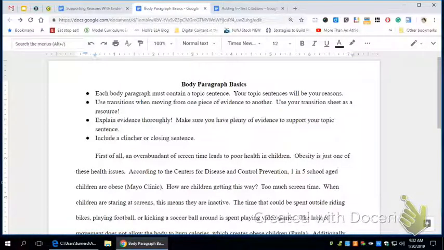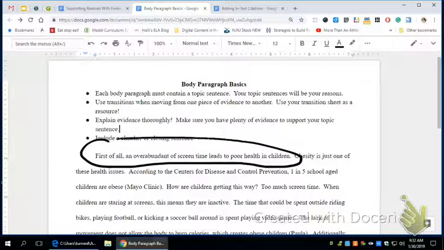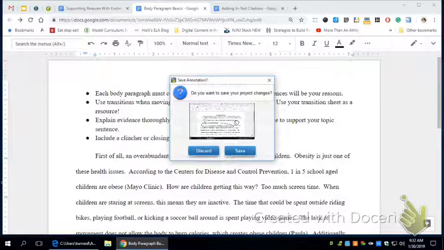So the first thing is each body paragraph has to have a topic sentence. And basically, your topic sentence, like I said before, is your reason. So if you look right here, it says, first of all, an overabundance of screen time leads to poor health in children. So this is my topic sentence, which is my reason number 1. All right? Then as I go down, actually, I think I only have one paragraph here, right?